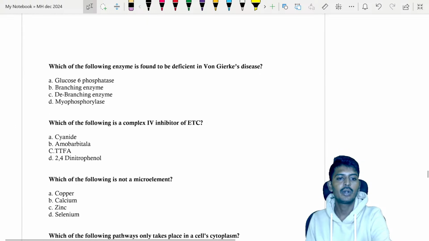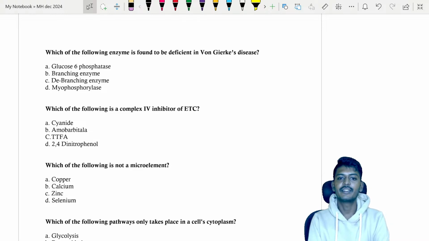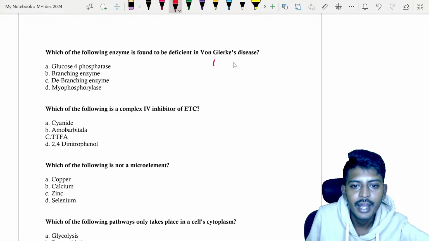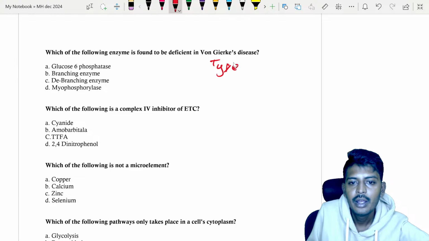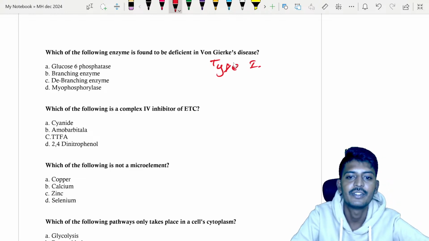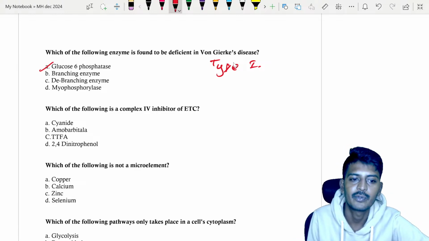Okay, so let's look at a few questions. The enzyme is found to be deficient in Von Gierke disease. Yes, it is a glycogen storage disorder. It is type 1 glycogen storage disease. It is due to deficiency of which enzyme? That is glucose 6 phosphatase.